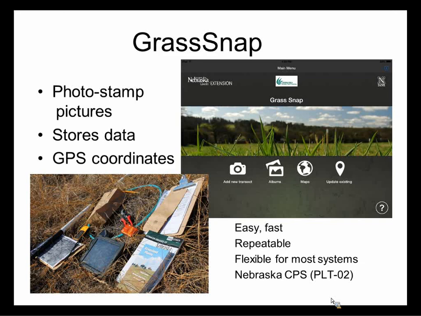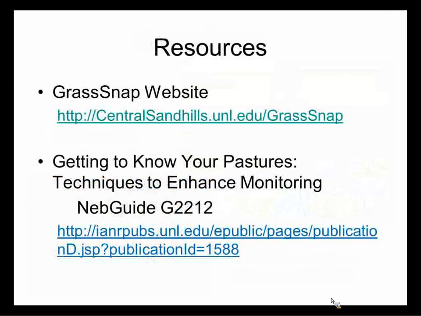We also worked with the Nebraska Grazing Lands Coalition on GrassSnap and the NRCS, because Nebraska has a CSP program, and they have a monitoring enhancement PLT02, and so GrassSnap will cover all the information that you need for that program as well.